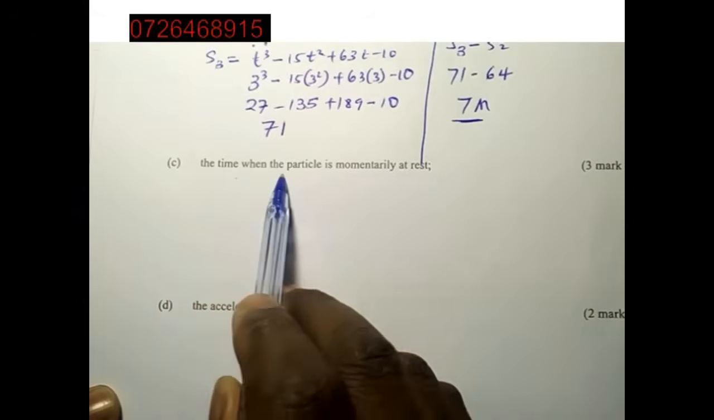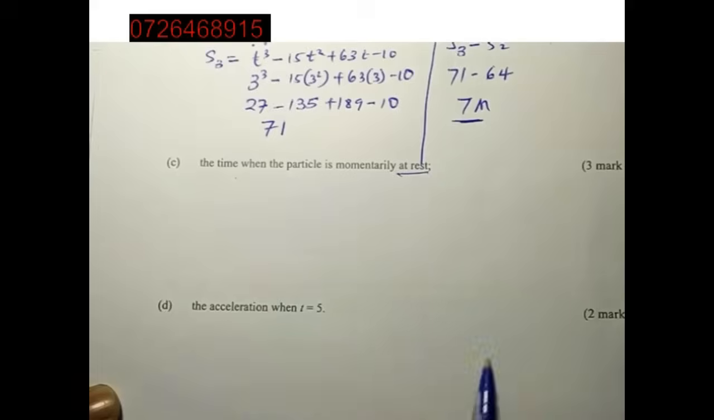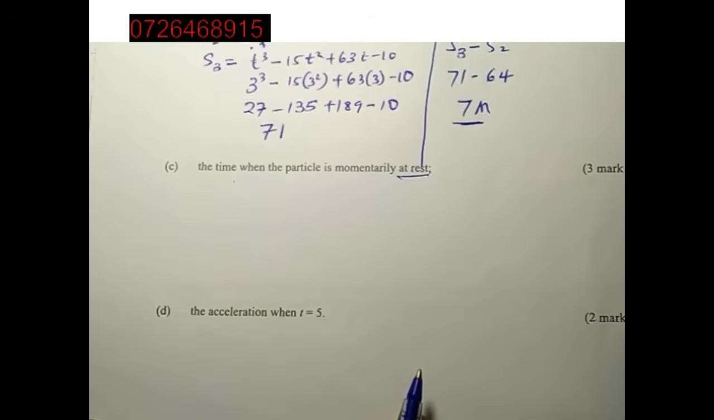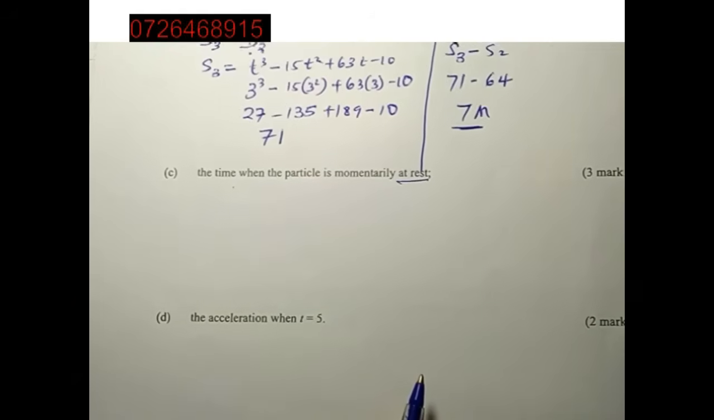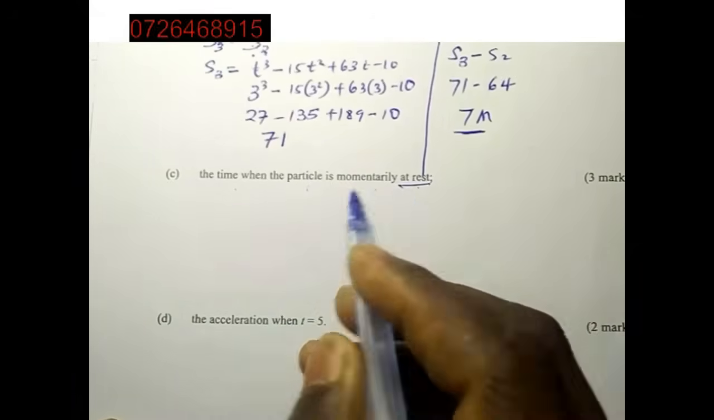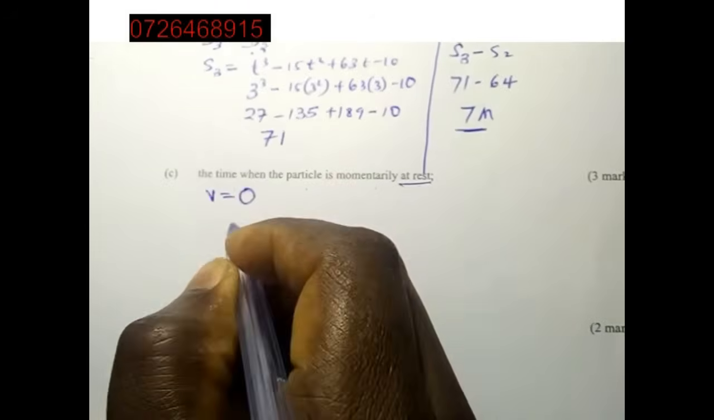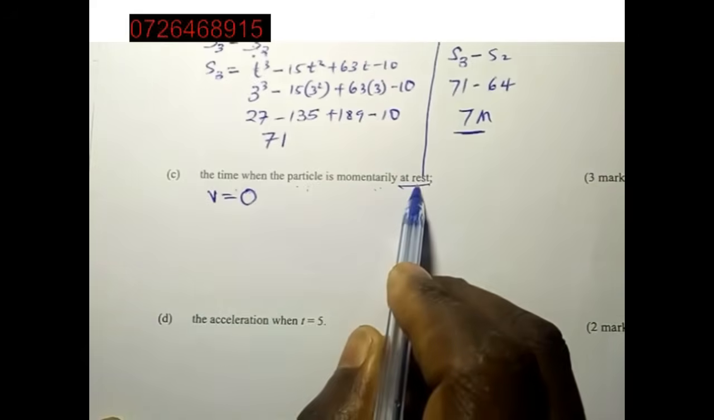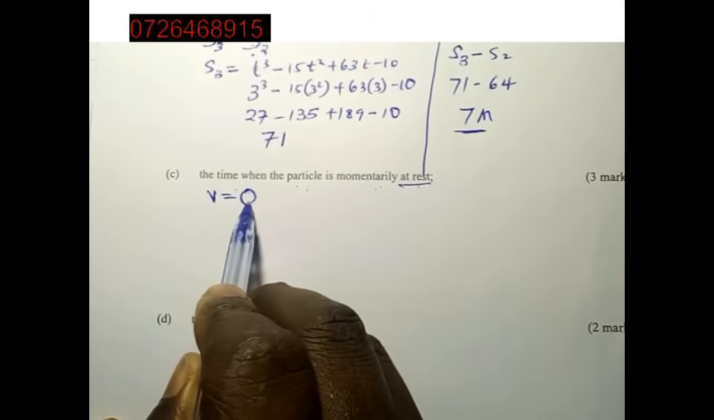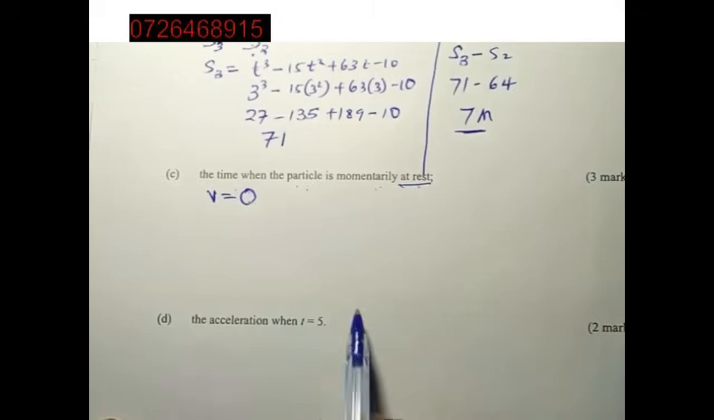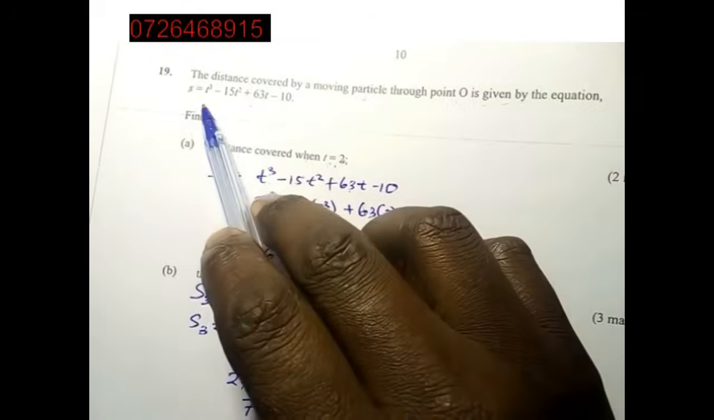The time when the particle is momentarily at rest. When you are at rest, you have relaxed, you are just resting. So you don't move. It means the velocity is 0. Whenever a particle is momentarily at rest, then velocity is equal to 0. That is the fact you need to know. It is not moving, therefore it has no speed. The speed is 0. So first, this equation that we have here is distance.